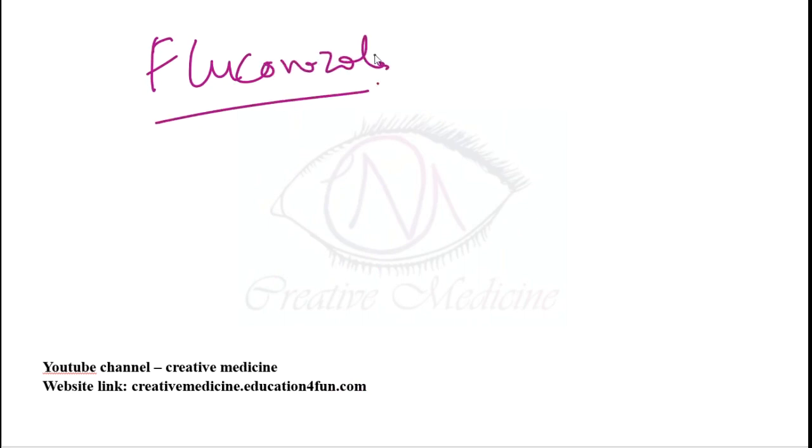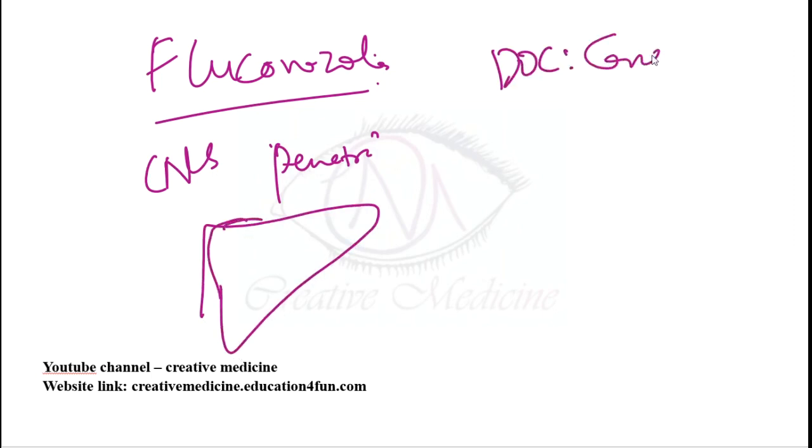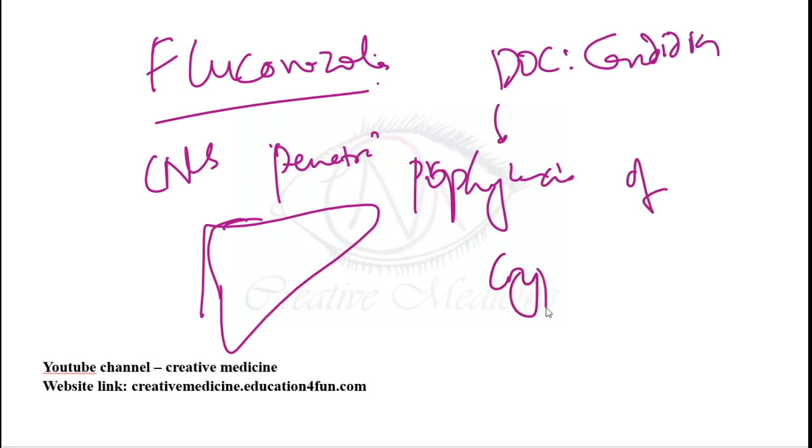Fluconazole has the widest therapeutic dose range and it is the only one which is renally excreted. It has maximum oral bioavailability. It penetrates the CNS, and it is also metabolized in the liver. The drug of choice for candidiasis is fluconazole. It is also used as prophylaxis for cryptococcal meningitis.